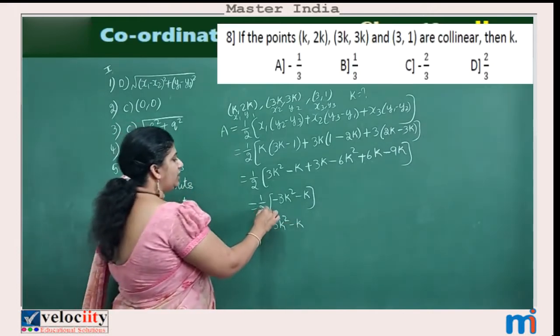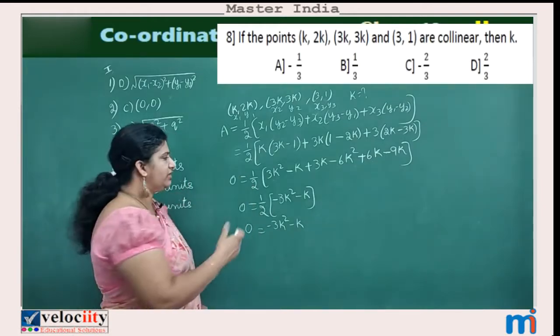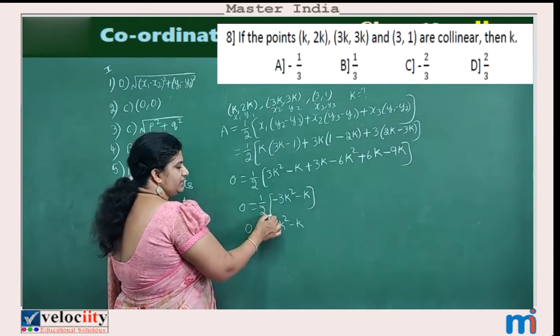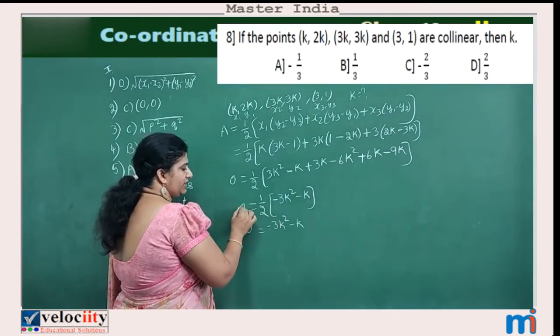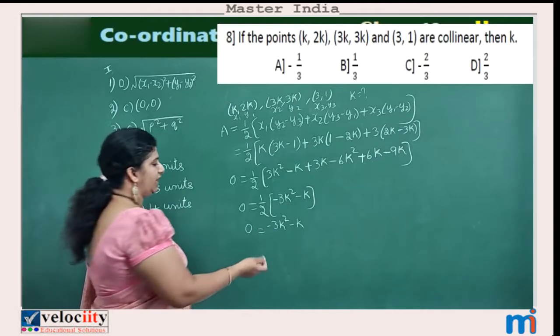Why? Area is equal to 0. If they are collinear, then area is equal to 0. So half, this 2 goes to the other side, and 0 into anything will be 0. So 0 is equal to minus 3k square minus k.